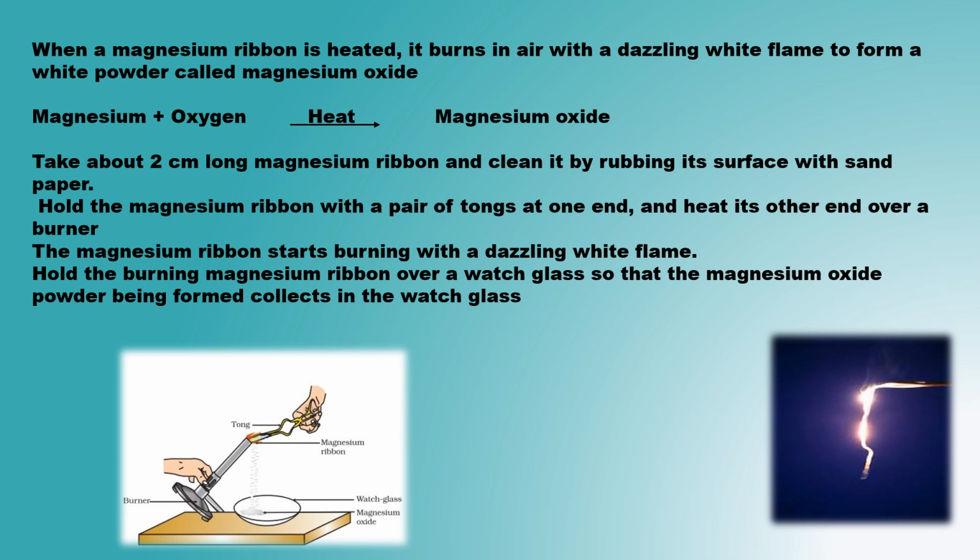Take about 2 cm long magnesium ribbon and clean it by rubbing its surface with sandpaper. Hold the magnesium ribbon with a pair of tongs at one end, and heat its other end over a burner. The magnesium ribbon starts burning with a dazzling white flame. Hold the burning magnesium ribbon over a watch glass so that the magnesium oxide powder being formed collects in the watch glass.